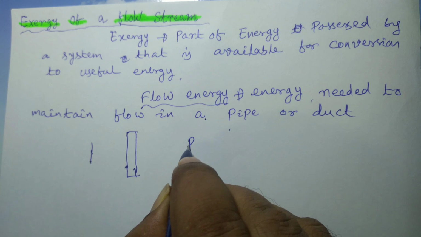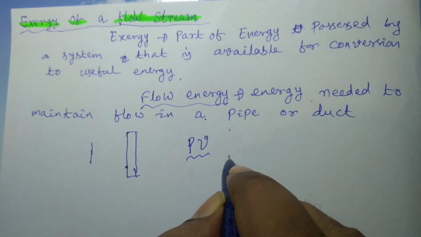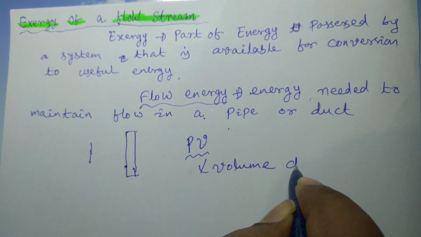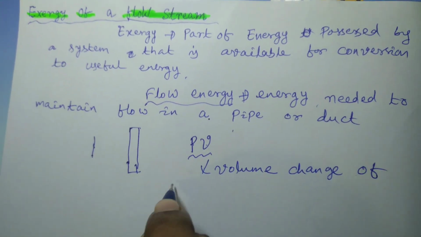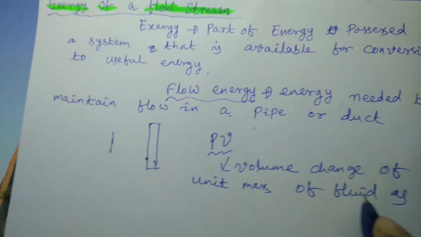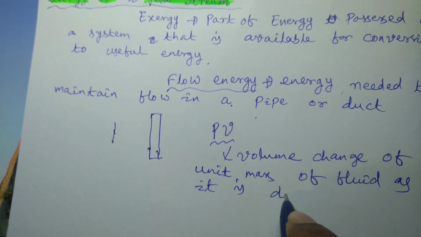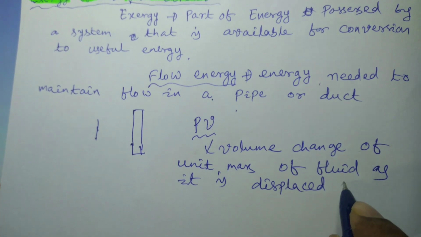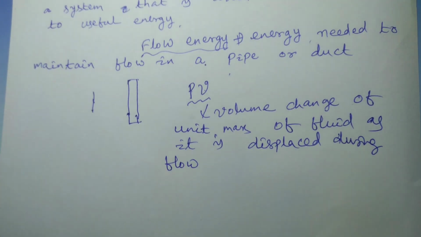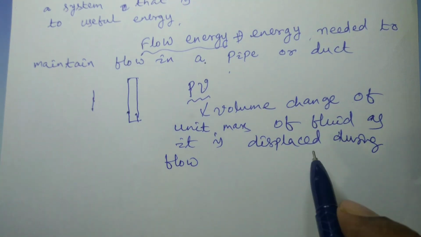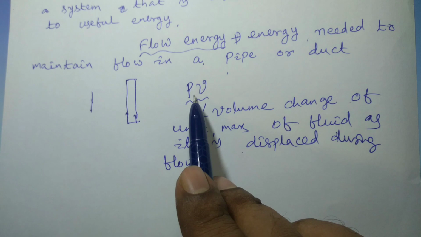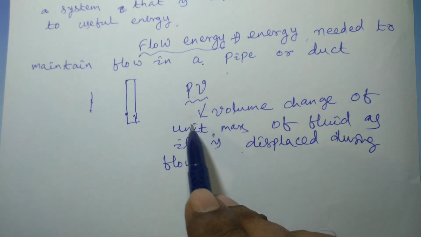Flow energy is nothing but pressure multiplied by specific volume at a section, where this small v stands for the volume change of unit mass of fluid as it is displaced during flow. When the upstream fluid pushes the downstream fluid, that fluid gets displaced. So the change in volume per unit mass, that means specific volume, when multiplied with the pressure available at that section, is known as flow energy.